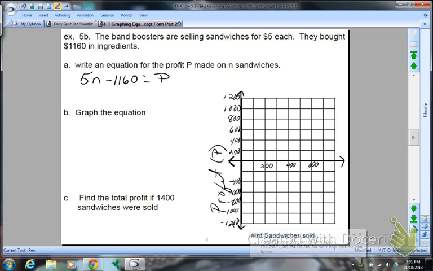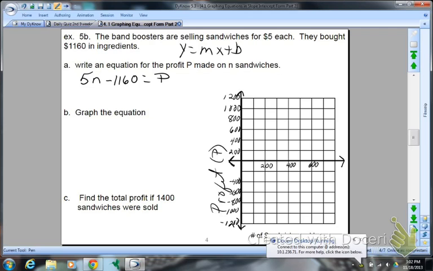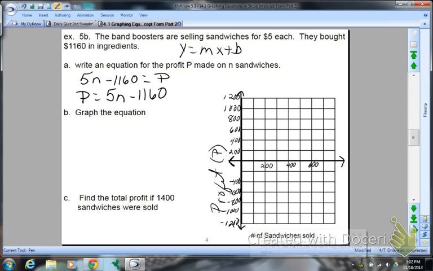Now, is this in the form of y equals mx plus b? No, we now need to rewrite it. So what is replacing our y? P. What is replacing our x? N. So that's P is equal to 5N minus 1160. We are going to graph it. If you notice, I've already given you the graph. I already identified what the horizontal axis stands for, which is letter N, and the vertical is the P, which is the profit.